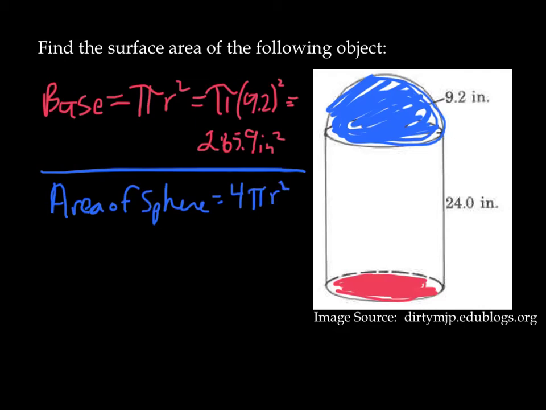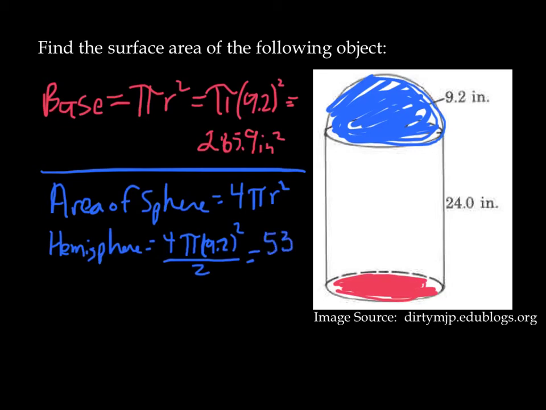So in fact, this hemisphere will be 4 times pi times 9.2 squared, but only half of that, so we'll divide by 2. Okay, so we can plug this into our calculator, and we get 531.8 inches squared. Okay, that's two of the areas.